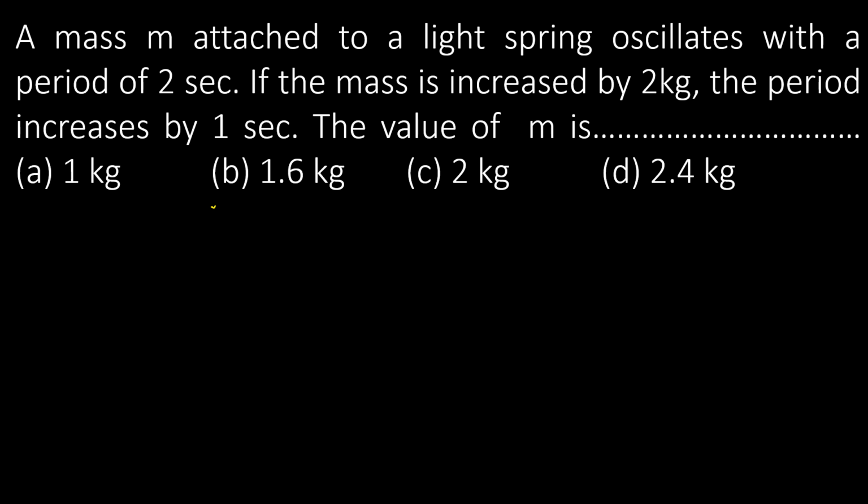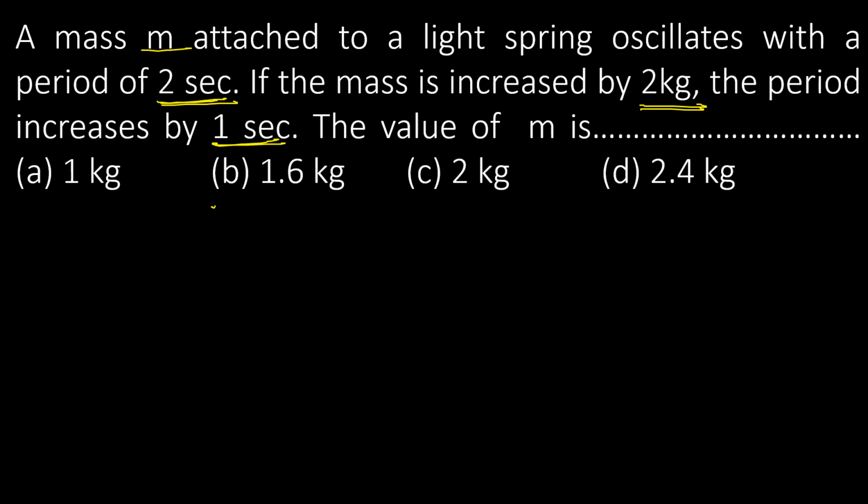In this video, we are going to learn how to solve vibration related problems. Here, a mass m is attached to a light spring which oscillates with a period of 2 seconds. So mass is m which is oscillating with a period of 2 seconds. If the mass is increased by 2 kg, the period increases by 1 second. What is the value of mass m?